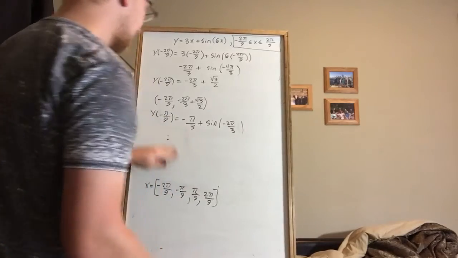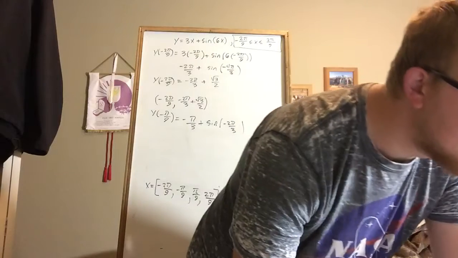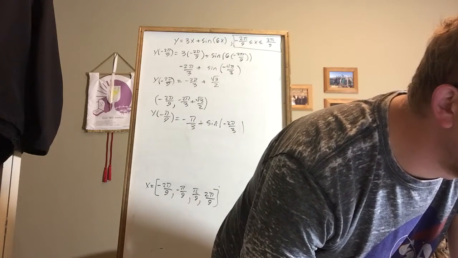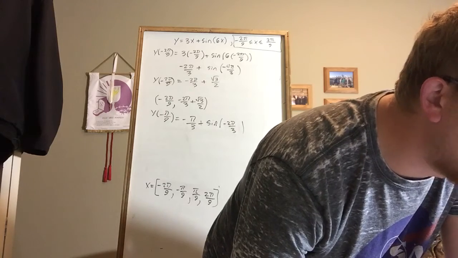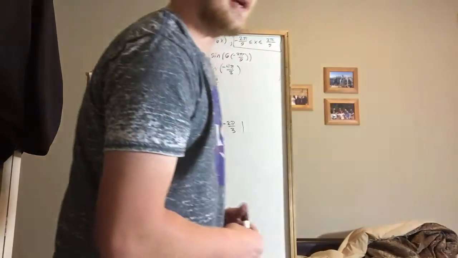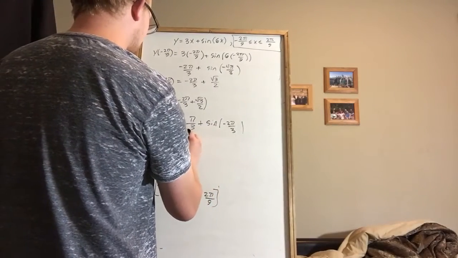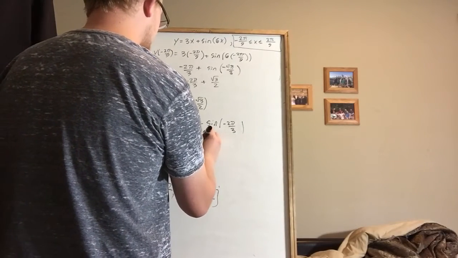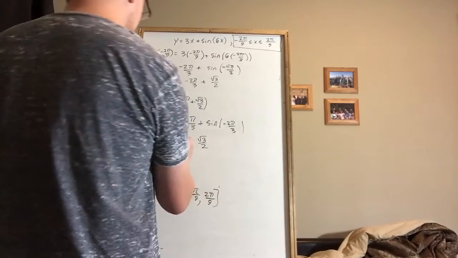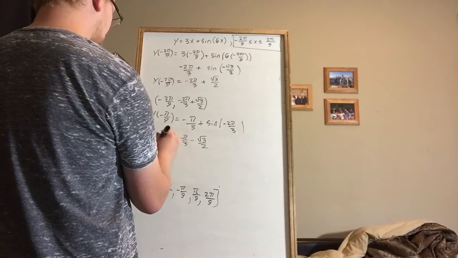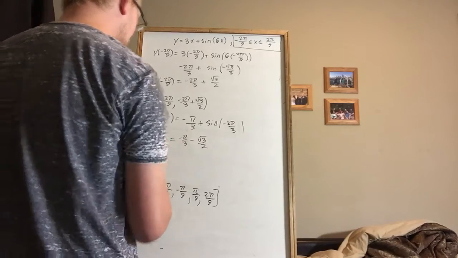Alright, so now what is sine of negative 2 pi thirds? Let's take a look on our unit circle. Negative 2 pi thirds, otherwise known as 4 pi thirds. The sine of that is negative root 3 over 2. So we have negative pi thirds minus root 3 over 2, and that's equal to y when we plug in minus pi ninths.